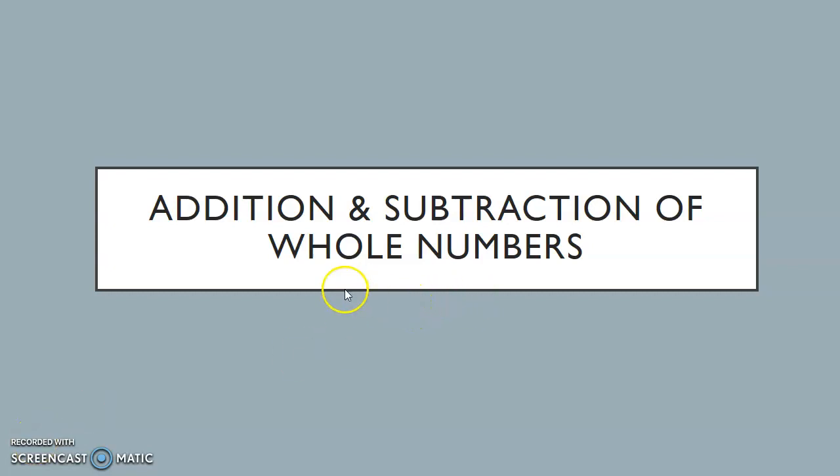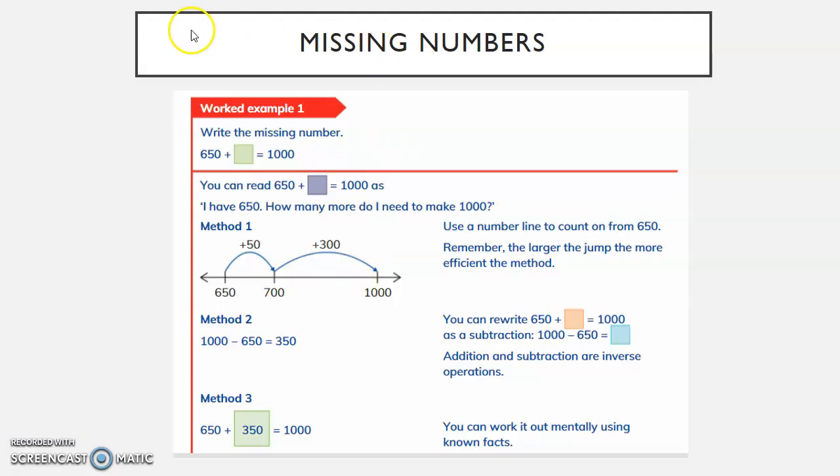Hello children, let us continue with addition and subtraction of whole numbers. I hope the term whole numbers is clear to all of you. Natural numbers plus 0 is what we call whole numbers. So write the missing number.